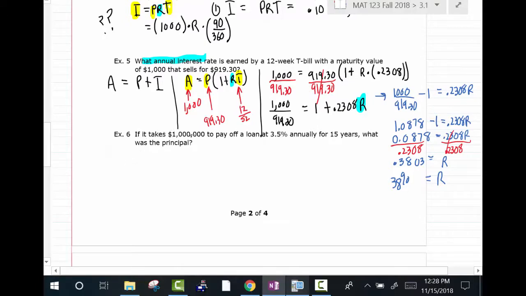The next one says it takes $1 million to pay off a loan at 3.5% annually for 15 years. What was the principal?